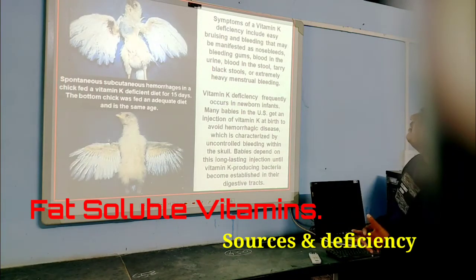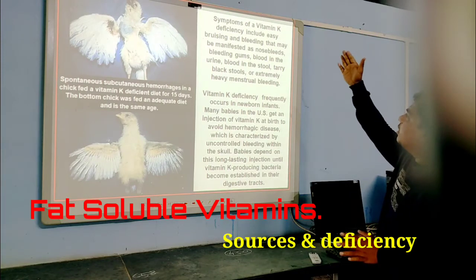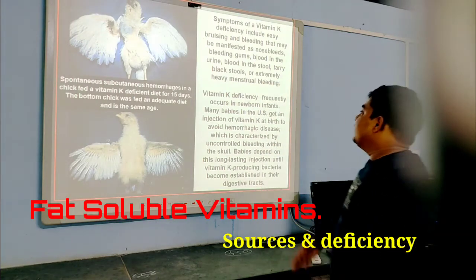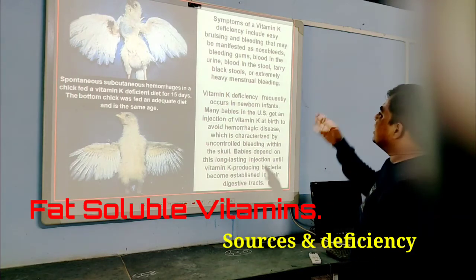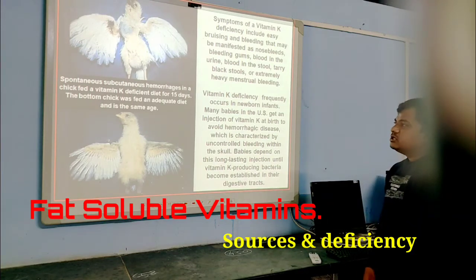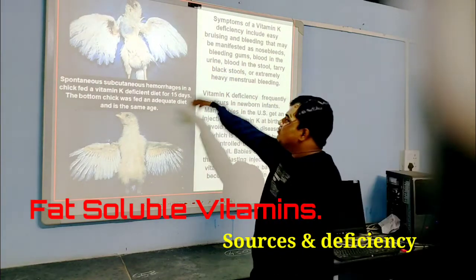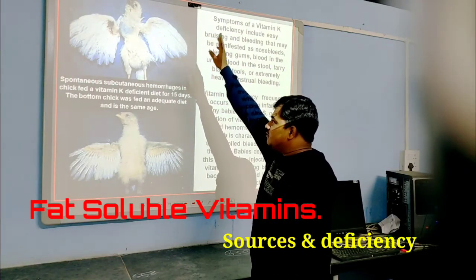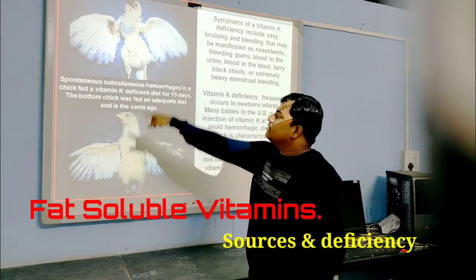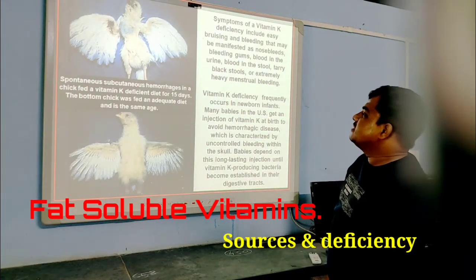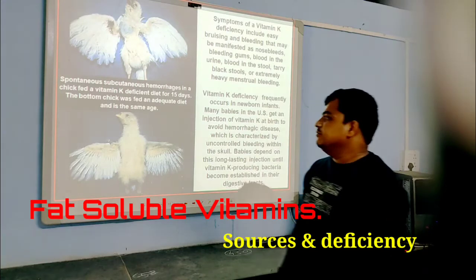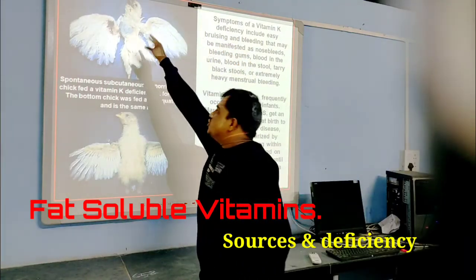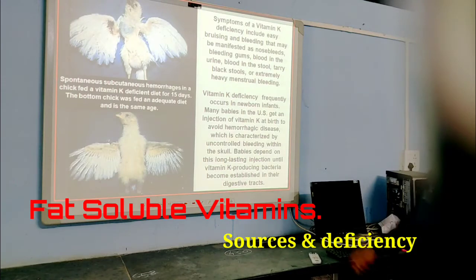See here again, the symptoms of vitamin K deficiency include easy bruising and bleeding that may be manifested as nosebleeds, bleeding gums, blood in the stool, tarry black stool, or extremely heavy menstrual bleeding. Okay, so see here this is the spontaneous subcutaneous hemorrhage as you can see in the above figure: a chick fed a vitamin K deficient diet for 15 days, and the bottom chick was fed an adequate diet at the same age. So this is the deficiency of vitamin K.